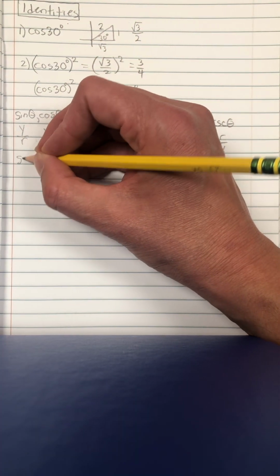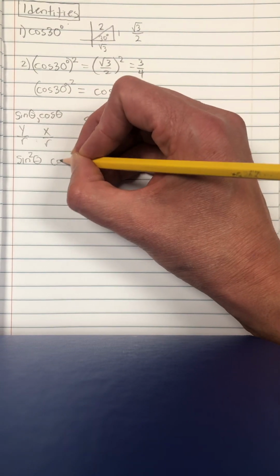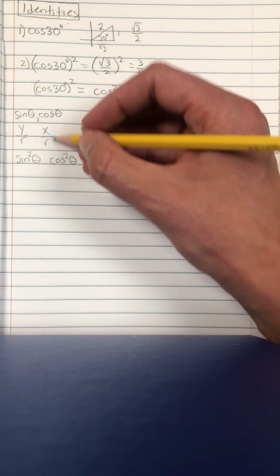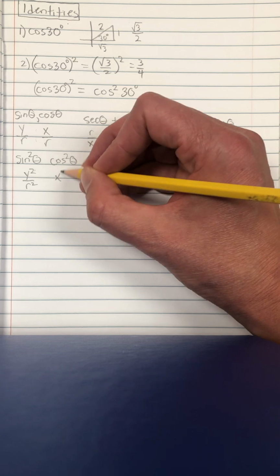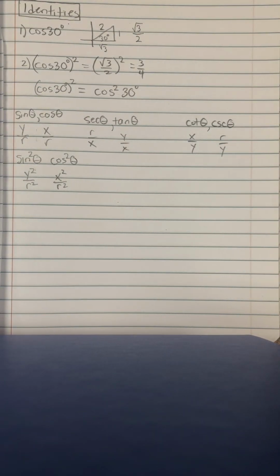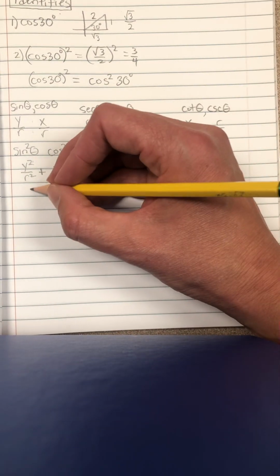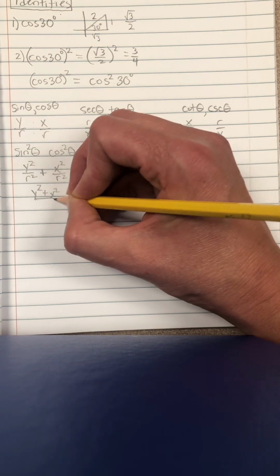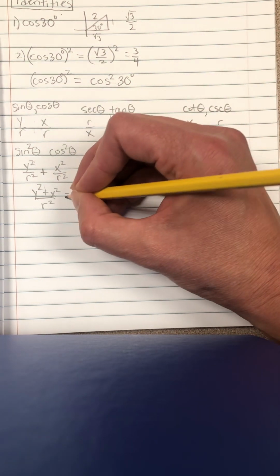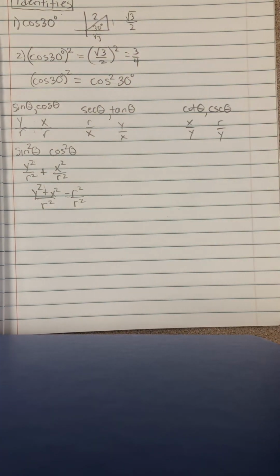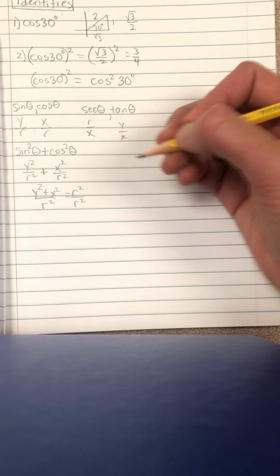Now, instead of just adding or subtracting sine and cosine, which doesn't do much, what if I want to square sine and square cosine? Obviously I'm squaring the ratio, so that becomes y squared over r squared, and this becomes x squared over r squared. Now, if I want to add those, I have a common denominator, so I can shove these together. And if you think about it, what is y squared plus x squared? Doesn't that equal r squared? So by adding the sine squared ratio and the cosine squared ratio, I ended up getting 1.